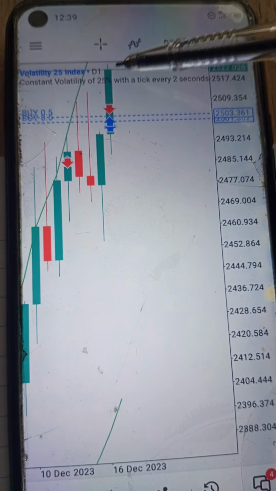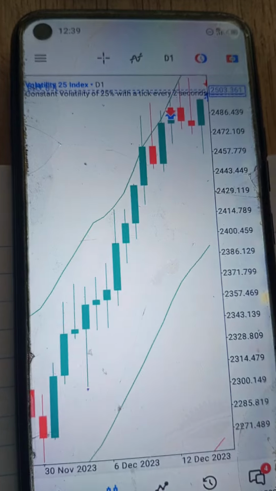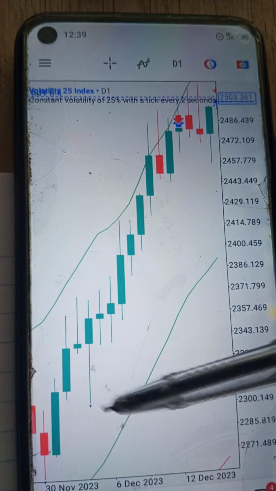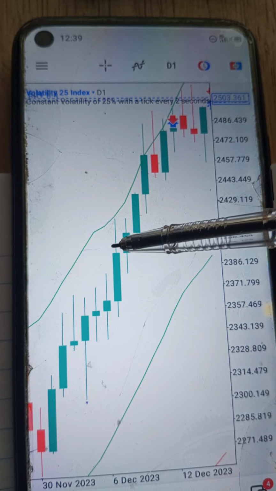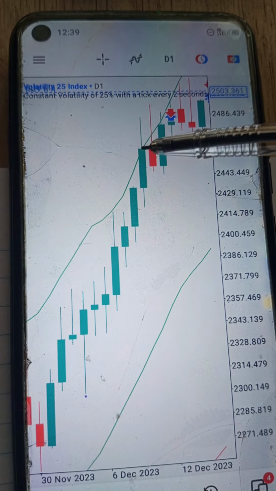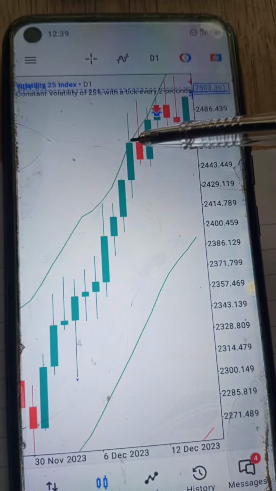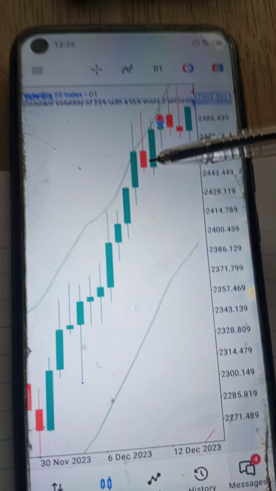And see where I am now. See where I am, guys. Just for instance, here is also buying. And as you can see, here none of them has touched the upper Bollinger Band. And it's still going. When it reaches the upper Bollinger Band, it has to come down a little bit.